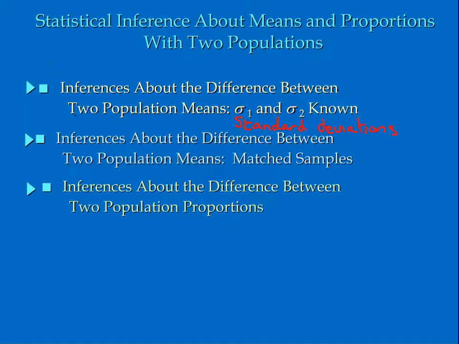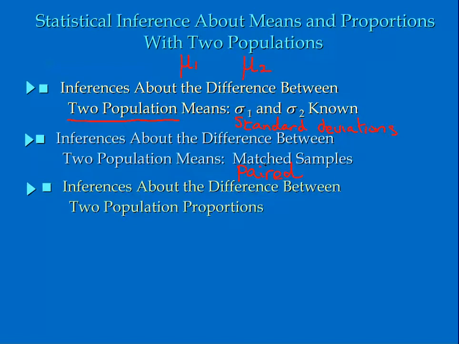So we have two groups here. There are two populations, and we're just going to refer to them as population 1 and population 2. Both populations have their own mean value, mu1 and mu2. Later on, we will discuss inference about the difference between two population means where the samples are matched. Another way of expressing that is paired samples, matched or paired, same thing really.